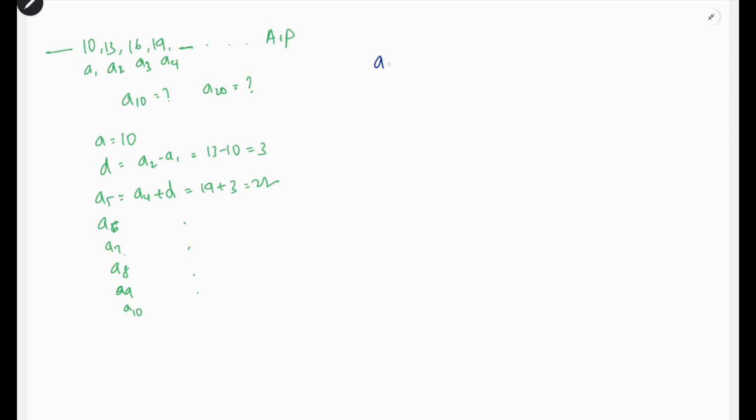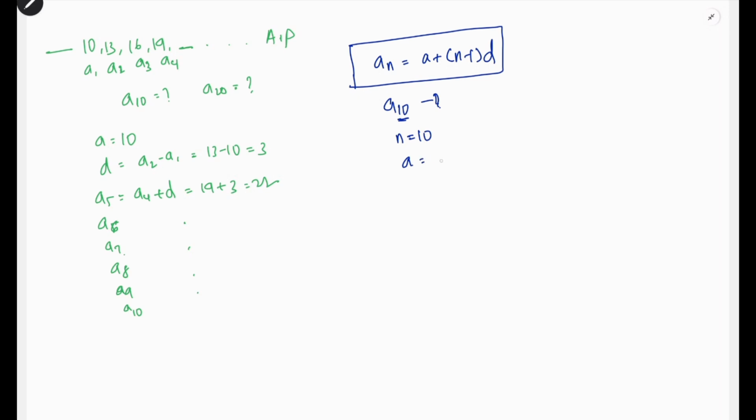There is a formula: nth term equal to a plus n minus 1 into d. This is the formula. If we want to find the 10th term, here n is 10, and a is the first term, 10, and the common difference is 3.